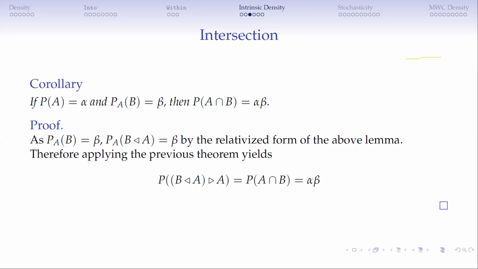The intrinsic density of A intersect B, well, that's the intrinsic density of B within A into A, because those are the same set. B within A has intrinsic density beta relative to A by the relativized form of our within theorem, so we can apply our into theorem to multiply the densities.